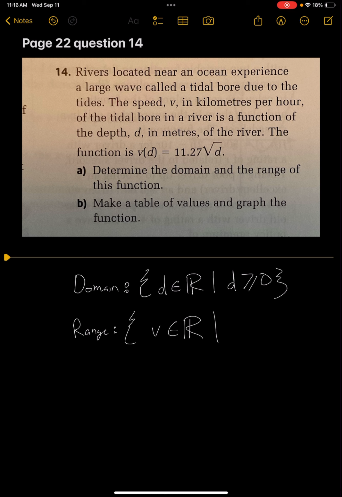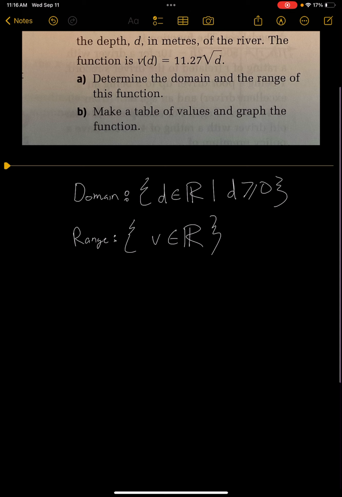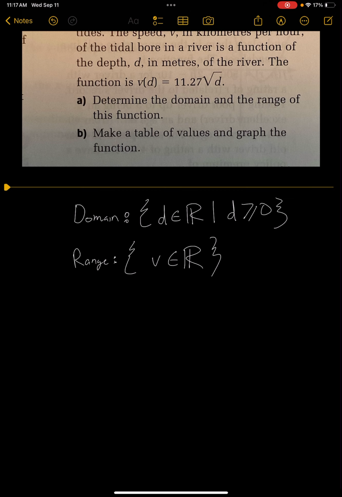And the square root of, let's say we had root d, and d was equal to 4. Then root of 4 is equal to plus or negative 2. So let's take a look at that. It looks like it can go in any direction, and let's see if we're right about that. I think that v is an element of real numbers. So make a table of values and graph it. Okay, fine. Let's do that.